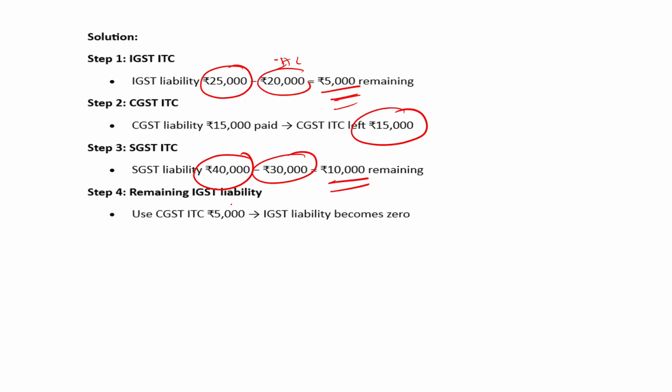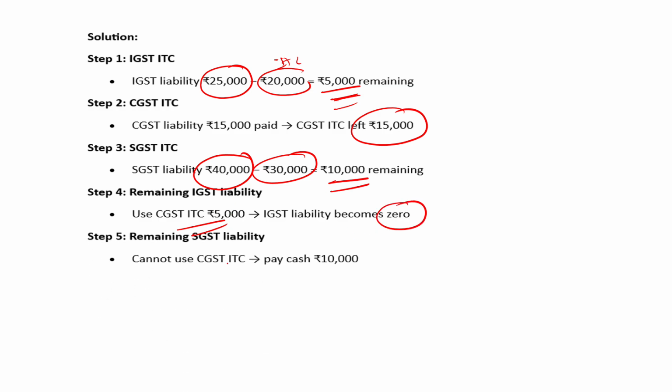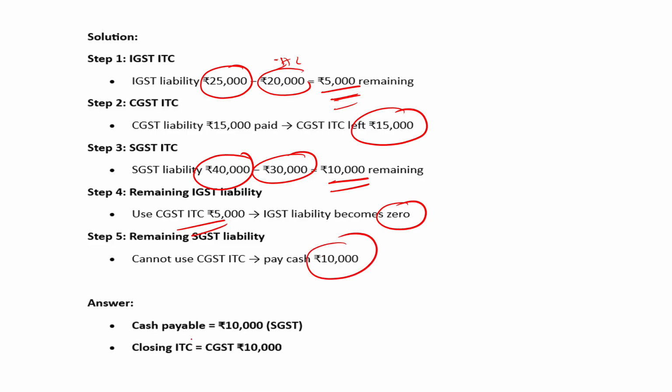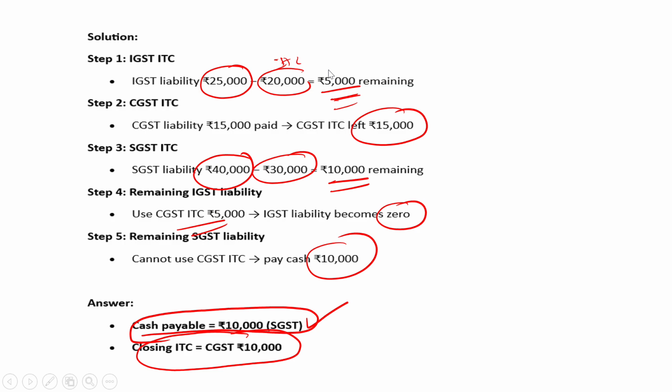So the remaining IGST, CGST is used, which we have already discussed. So IGST is 0 and SGST is 10,000. So basically the answer is, as we have discussed, cash payable is around 10,000 of SGST, and for CGST we have input tax of 10,000 which needs to be carried forward. So this is the solution of problem number 2.